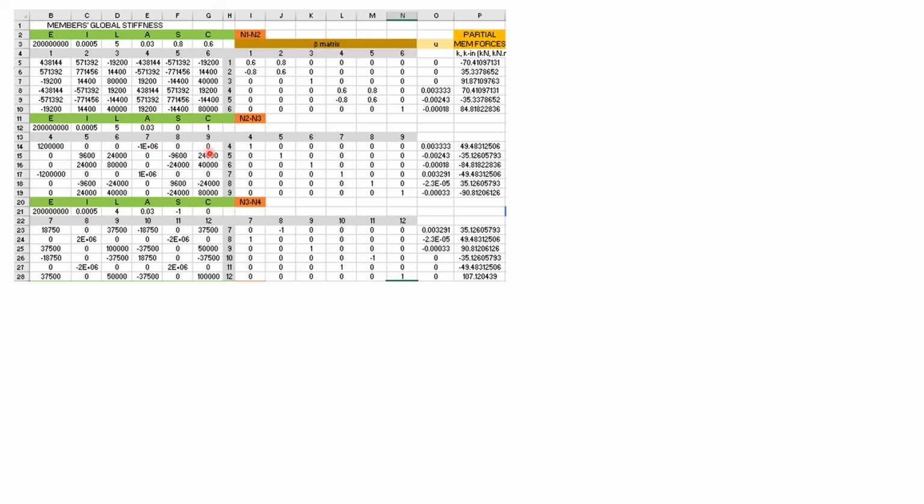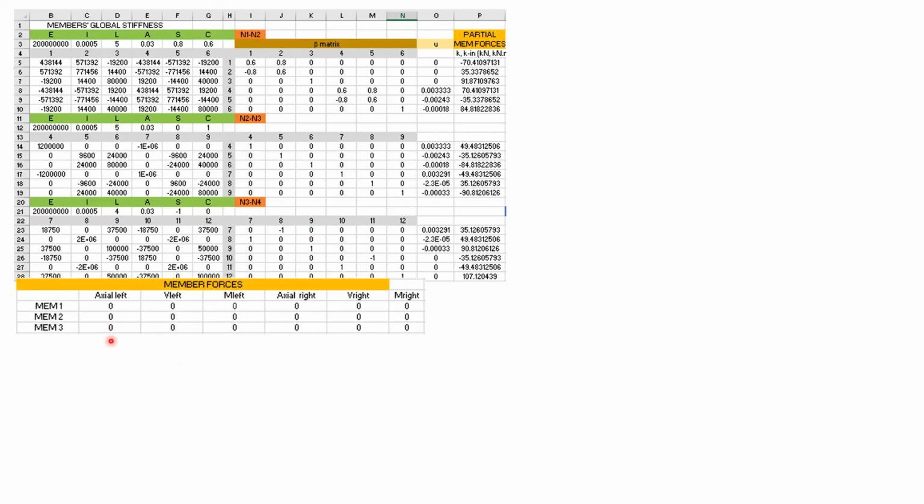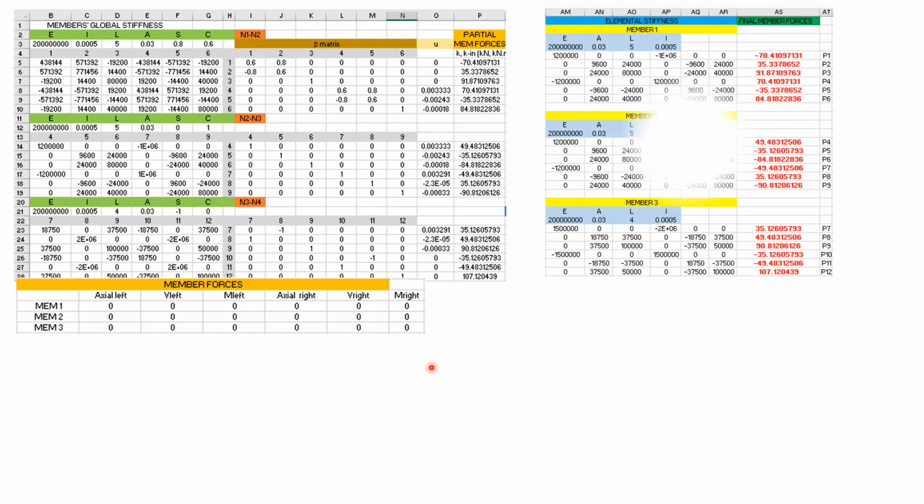For member 2, the cosine is 1 and the sine is 0 because it is horizontal. For member 3, the cosine is 0 and the sine is negative 1 because it is downward. Then these are the generated individual global stiffness matrices, the beta matrices. Then we have here the member forces. There are none for all members because the load is acting at a joint and it is horizontal.